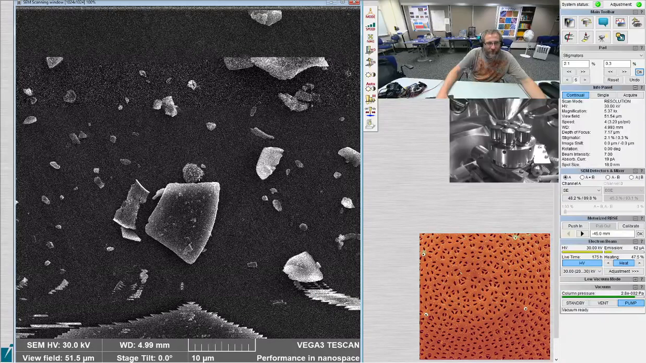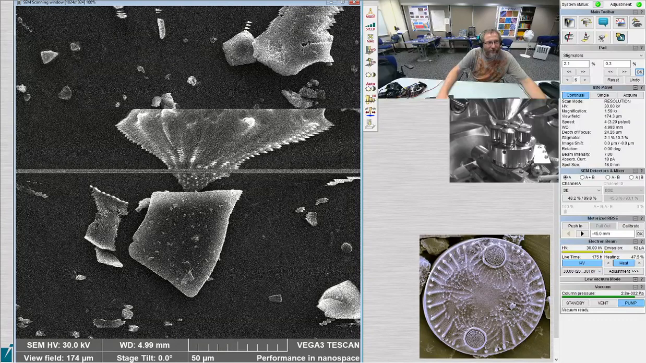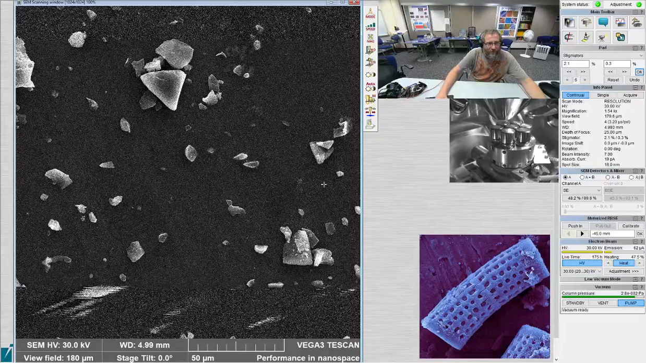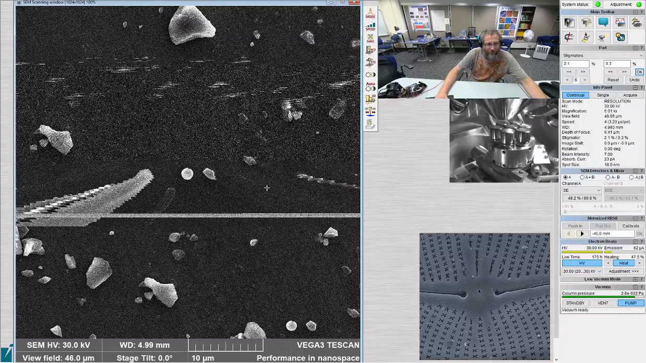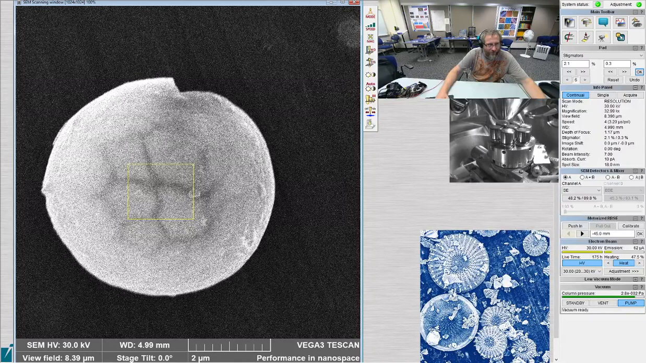That looks like a piece of a chrysophyte. Yeah, I think that's what that is. A broken chrysophyte. Chrysophyte number 327. Exactly. Oh, here's an actual chrysophyte, I think. Some sort of structure.